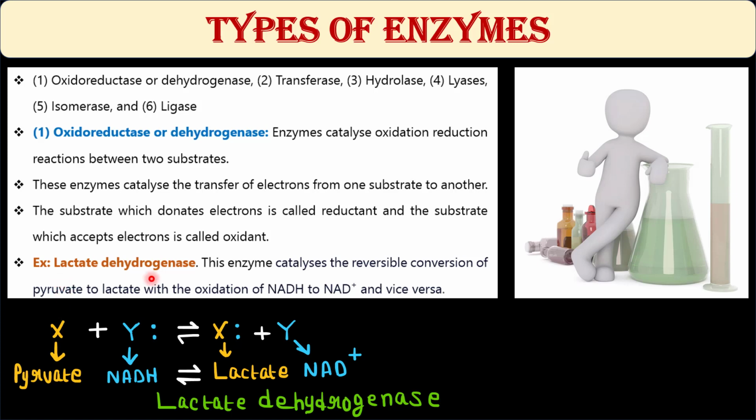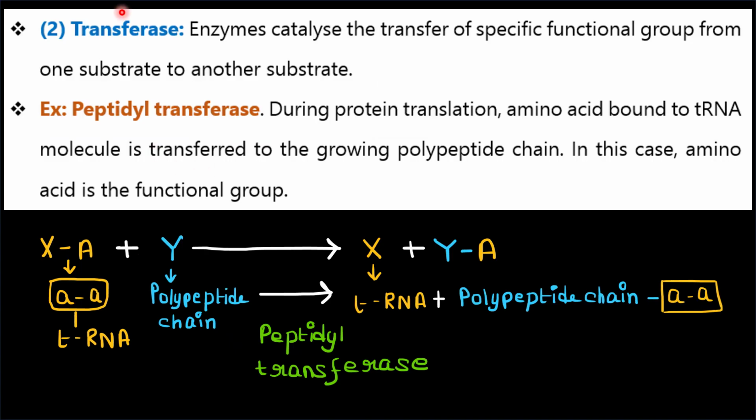Example, lactate dehydrogenase enzyme. This enzyme catalyzes the reversible conversion of pyruvate to lactate with the oxidation of NADH to NAD+ and vice versa. That means this enzyme also catalyzes the conversion of lactate to pyruvate with the reduction of NAD+ to NADH.